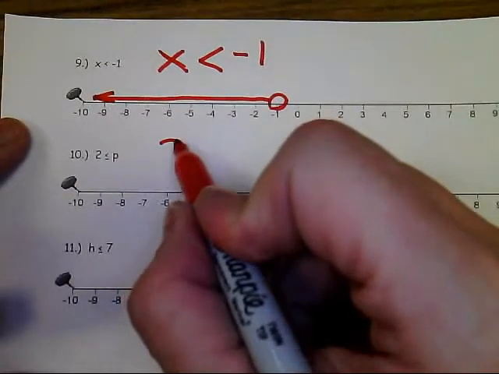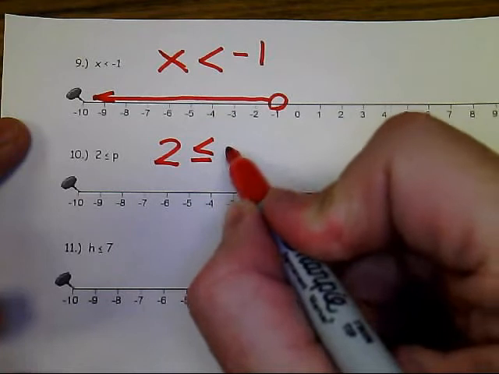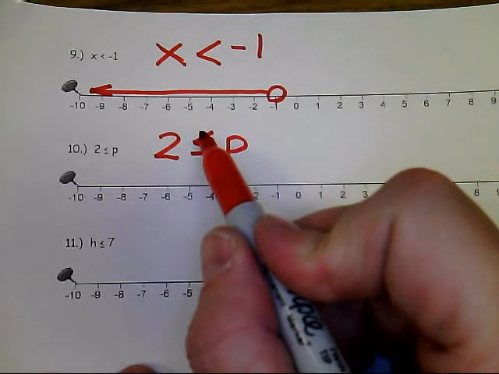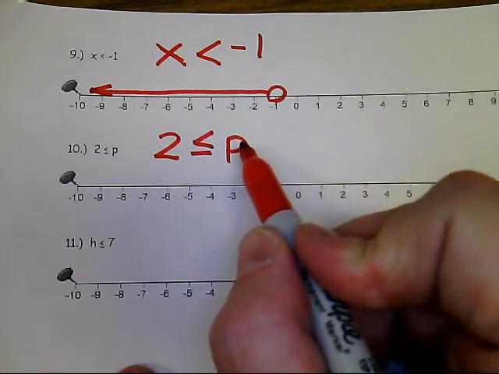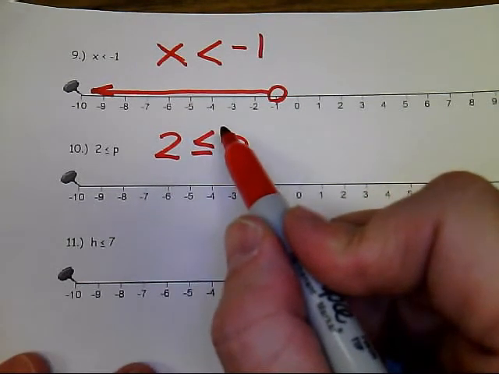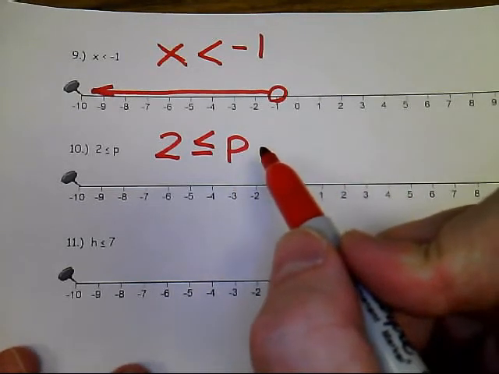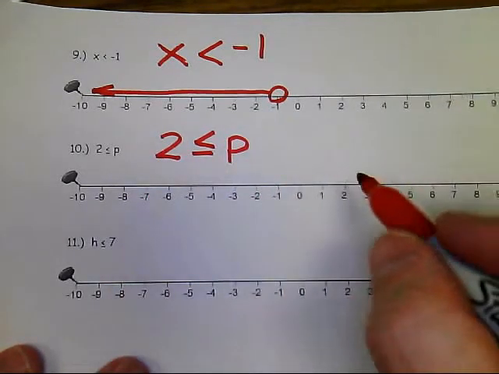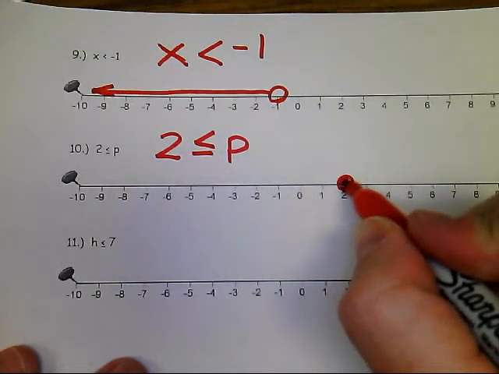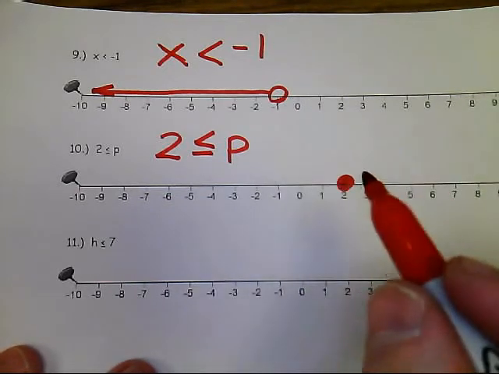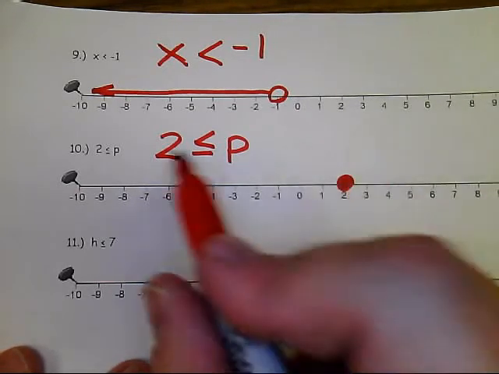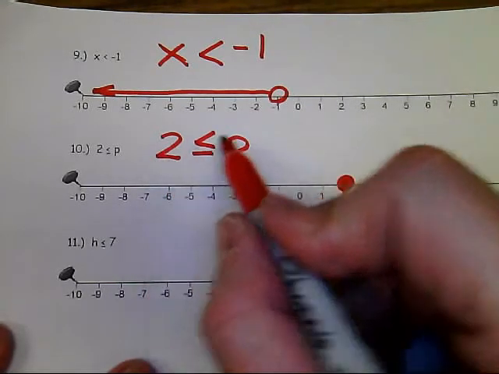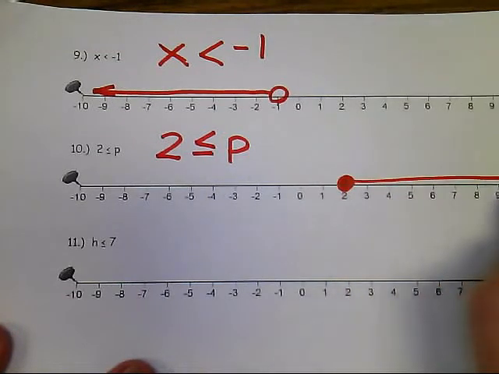Now, in this example, it says 2 is less than or equal to p. This can be a little confusing because we're saying 2 is smaller than p. Okay? 2 is smaller than p. Smaller than or equal to p. So here's 2, and it could be 2. But 2 is smaller than p. A number that would make this true would be a number over here, right? 5. 2 is smaller than 5. So my arrow is going to point this way.